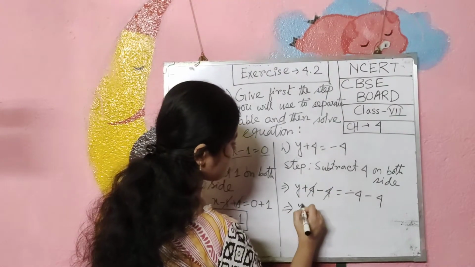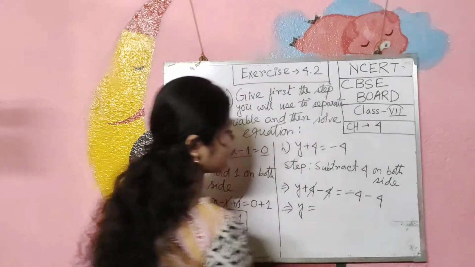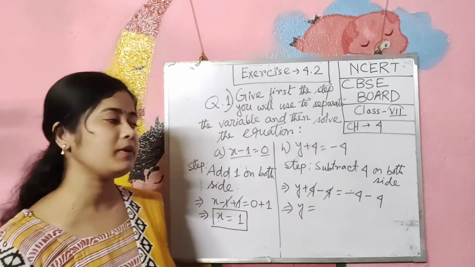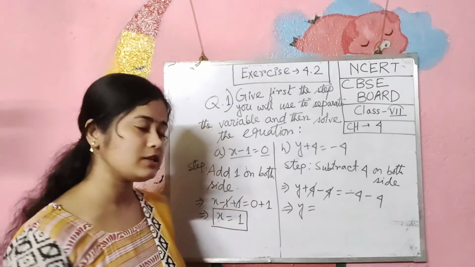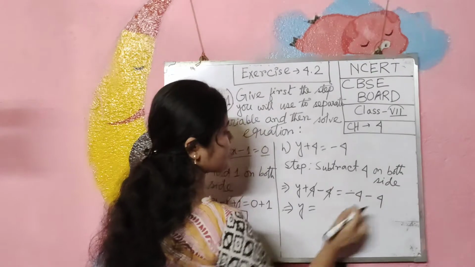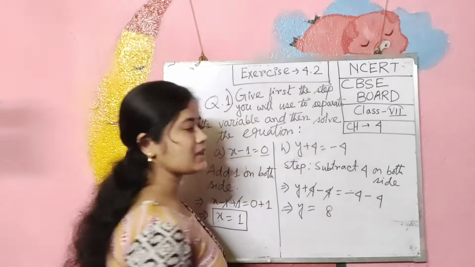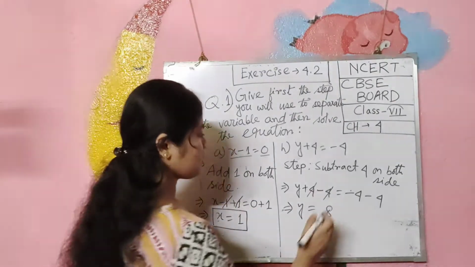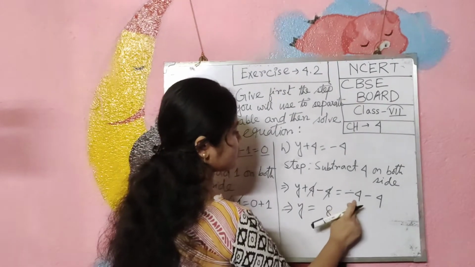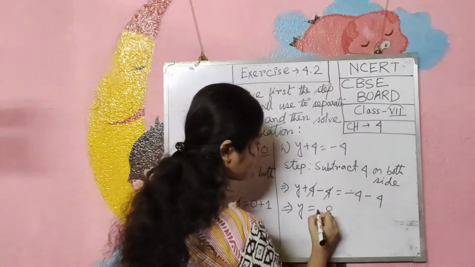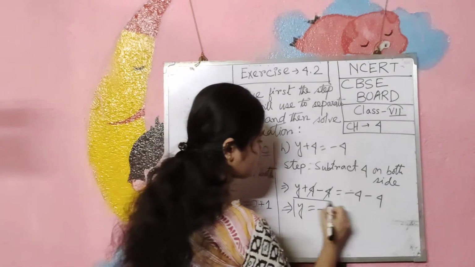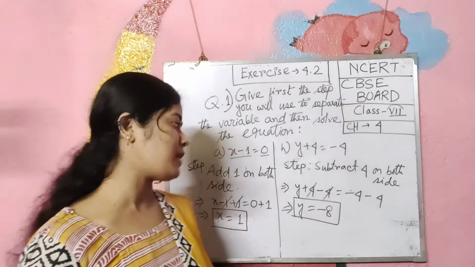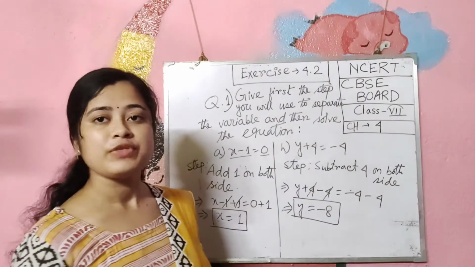So what will be the answer? y equals minus 4 and minus 4. Here the signs are the same, so we have to do the addition. 4 plus 4 is 8, because the same sign is there, and the sign will be minus. So y is the variable and its value is minus 8.